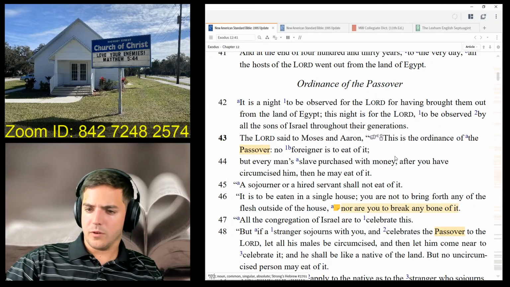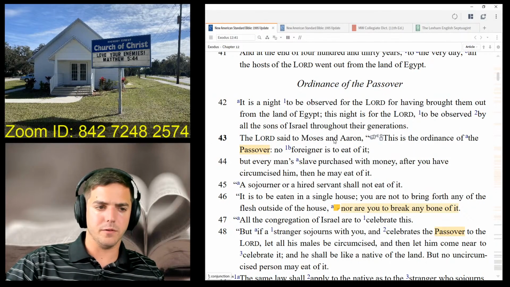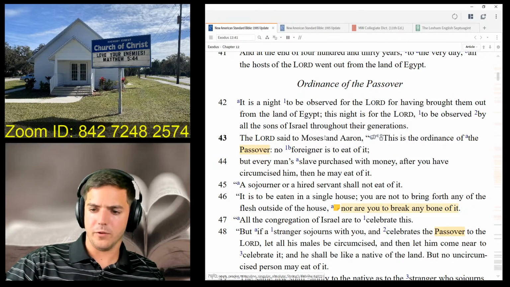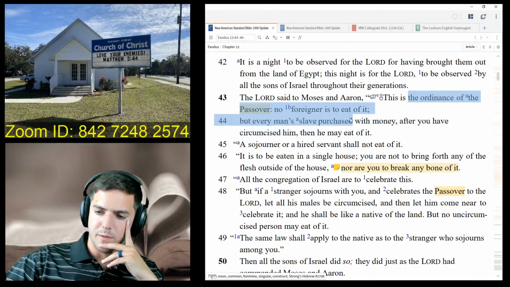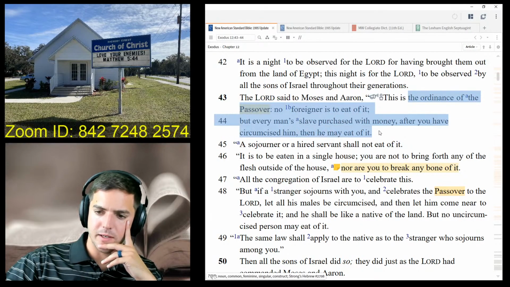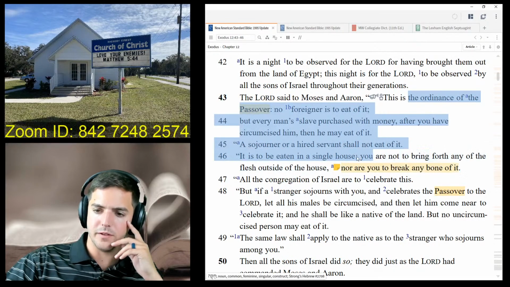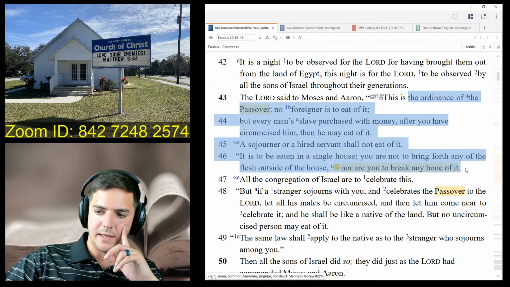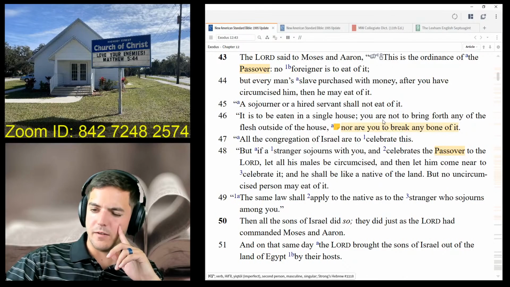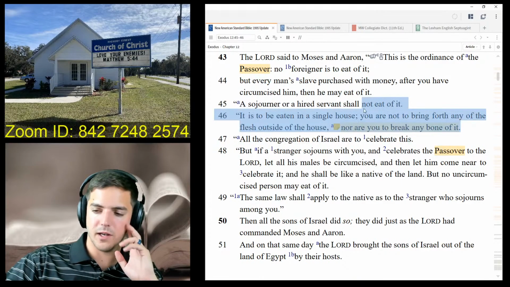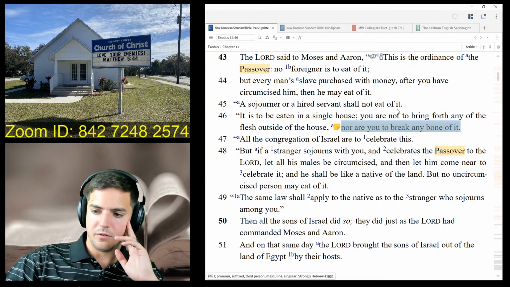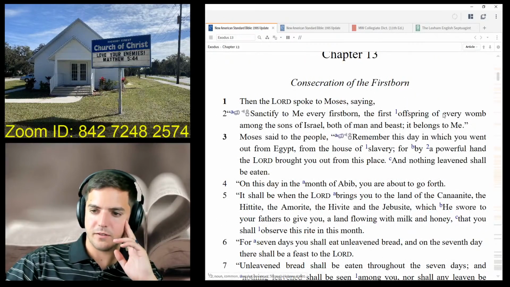Let's go to Exodus chapter 12 and verse 43 now. The Lord said to Moses and Aaron, "This is the ordinance of the Passover. No foreigner is to eat it, but every man's slave purchased with money. After you circumcise him, then he may eat of it. A sojourner or hired servant shall not eat of it. It is to be eaten in a single house. You're not to bring forth any of the flesh outside the house, nor are you to break any bone of it." All right, so that part there in verse 46, not breaking any bone of it, does correlate with what happened with Jesus on the cross. Not a bone of his was broken. Okay? So I just wanted to point that out to you there in verse 46.